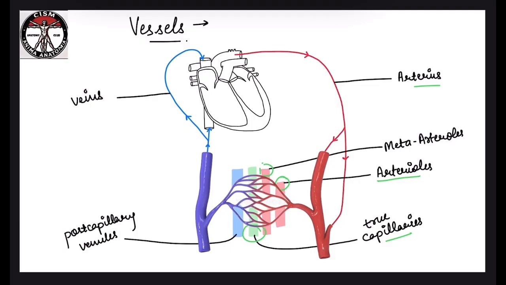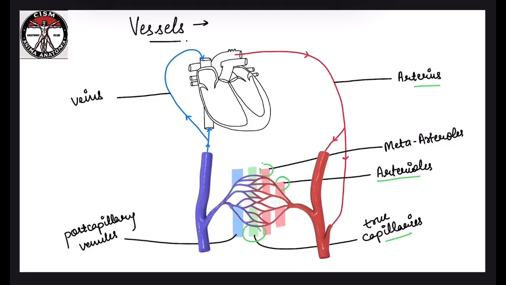Now we will talk about the veins. Veins are thin walled, less muscular blood vessels that carry blood towards the heart. Remember, the arteries take blood away from the heart, whereas veins take blood to the heart. Their walls are thinner and less elastic because the pressure in the veins is low. Most veins contain valves to prevent the backflow of the blood.